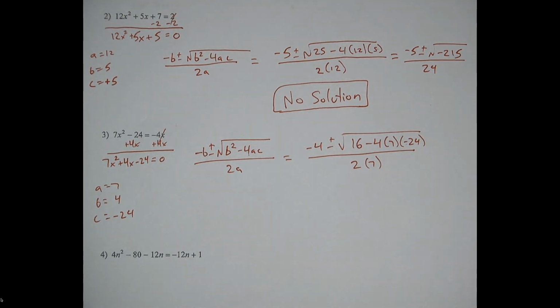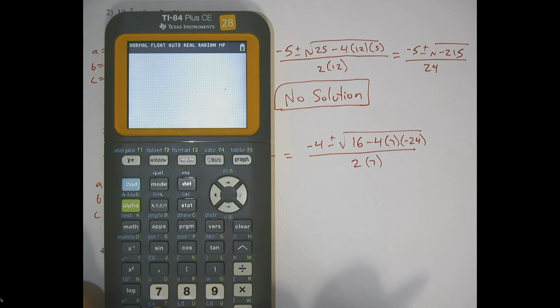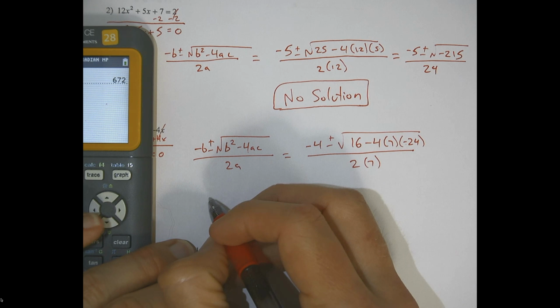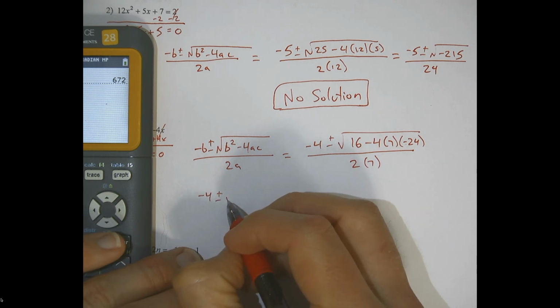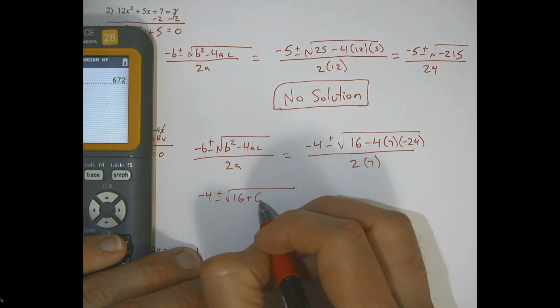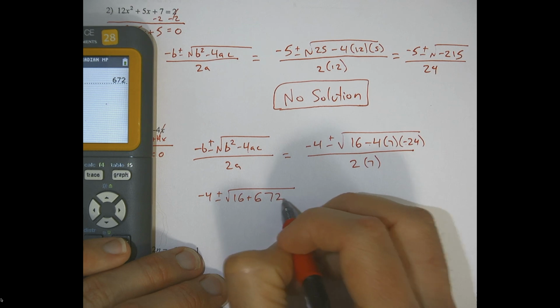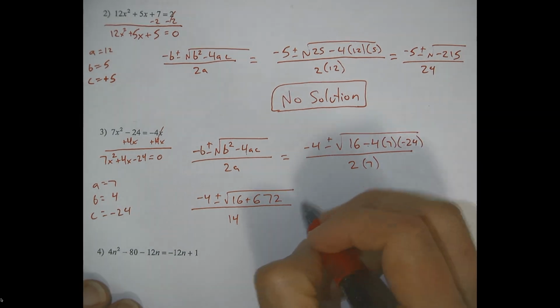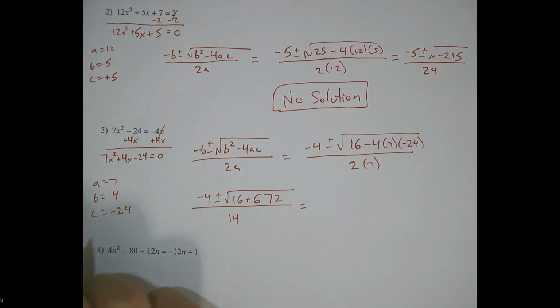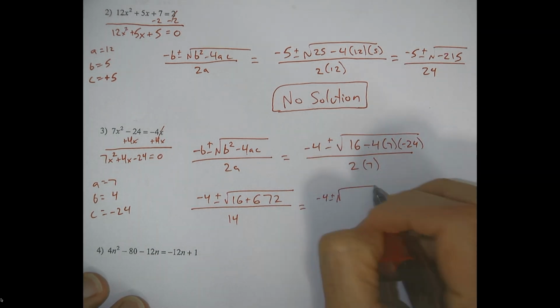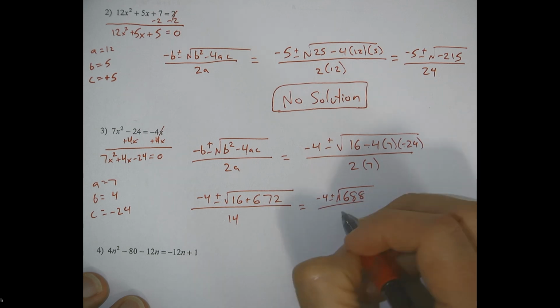So let's go ahead and run these numbers. We're going to have 4 times 7 times 24. So that's going to be 672. Let's write it out so we don't get confused. Negative 4 plus or minus square root of 16. Like we said, a negative and a negative is going to become a plus 672. All of that's going to be over 14. Go ahead and combine 672 and 16, and you get 688. So negative 4 plus or minus square root of 688 over 14.